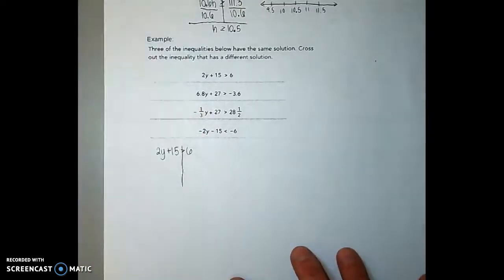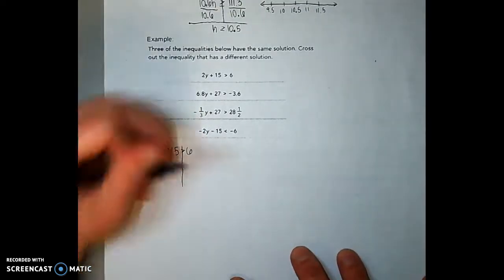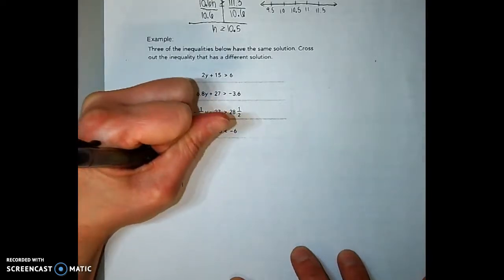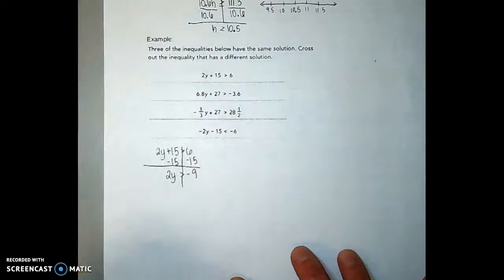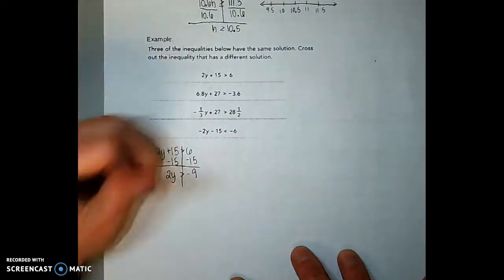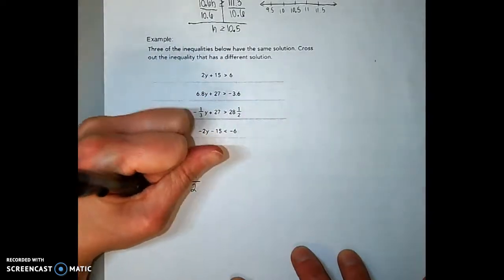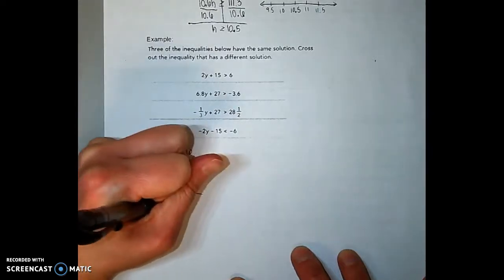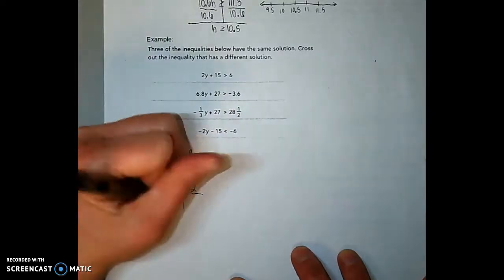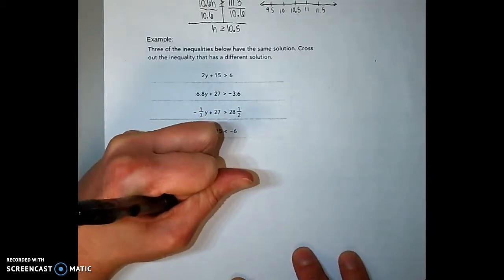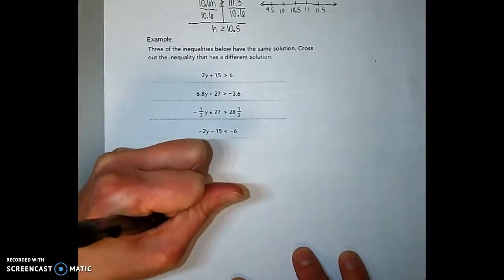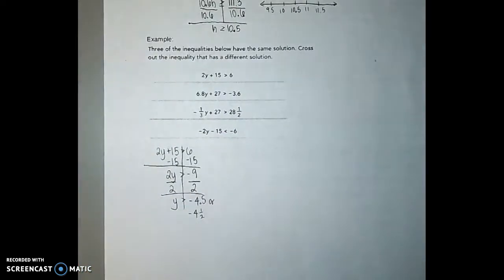So I'm going to start off by drawing a line. I know that I undo addition first by subtracting. So I get 2y is greater than negative 9. And then to undo multiplication, I divide. So I divide both sides by 2. Now notice here that we were not dividing by a negative, so the sign did not flip. So I still have a greater than sign. So I get y is greater than negative 4.5. Either way is fine. All right, so the first one we got, y is greater than negative 4.5. So let's try our next one.